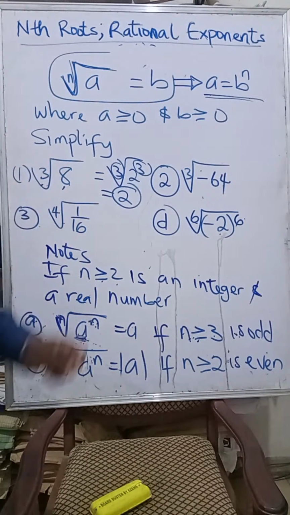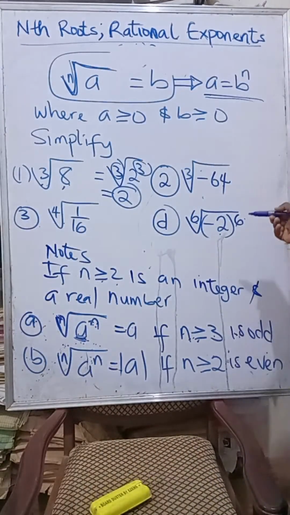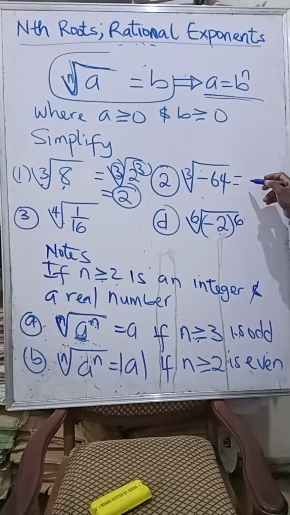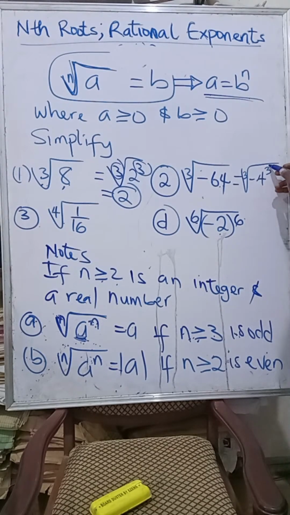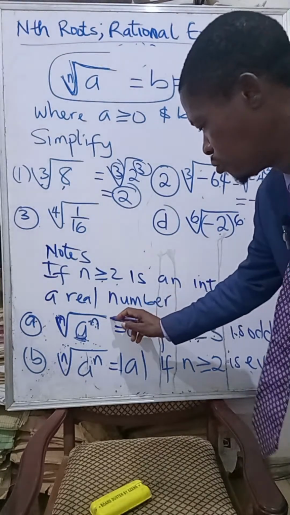Let's apply it to the second one. The second one is going to be equal to minus 4 to the power 3, then the cube root. You can see the n here is an odd number, and the same with this 3 here. So automatically it's going to give you minus 4. We're still following this rule, number 1.